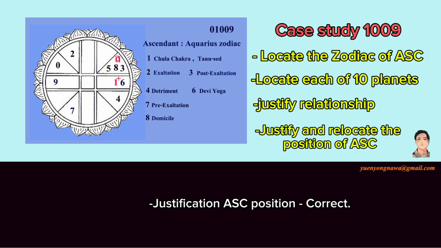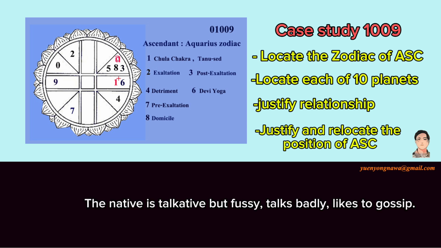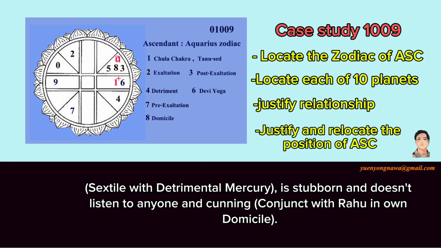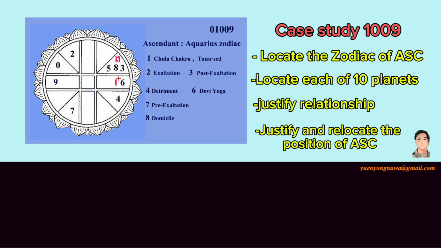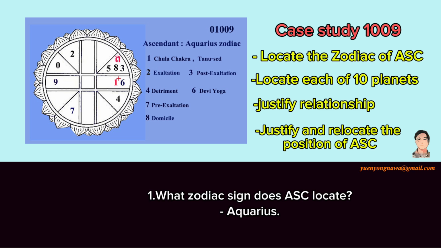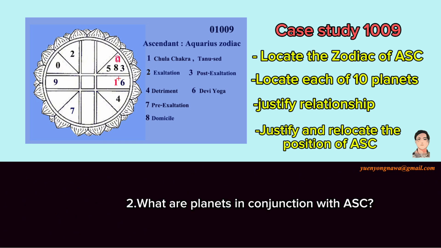Justification ASC position. Correct. The native is talkative but fussy, talks badly, likes to gossip, sextile with detrimental Mercury, is stubborn and doesn't listen to anyone and cunning, conjunct with Rahu in own domicile. Chart reading process. 1. What zodiac sign does ASC locate? Aquarius. 2. What are planets in conjunction with ASC?